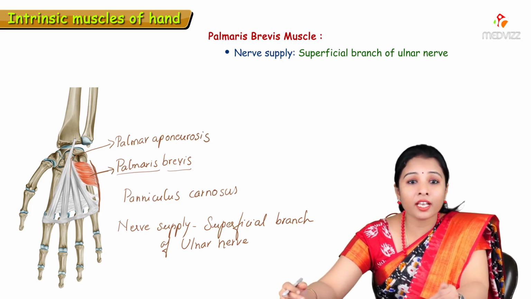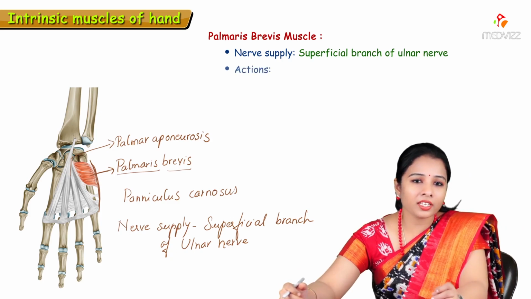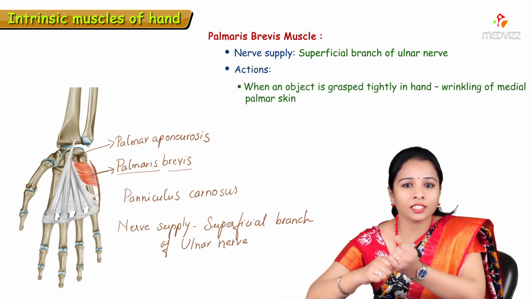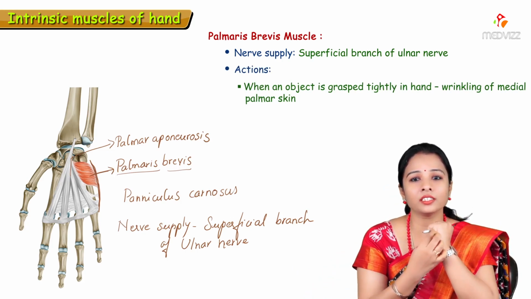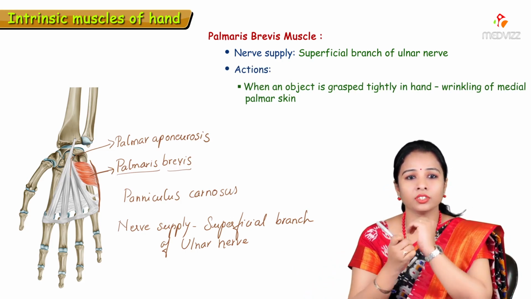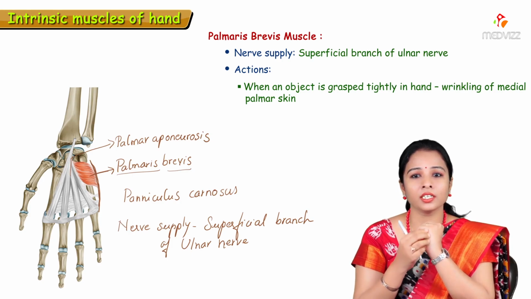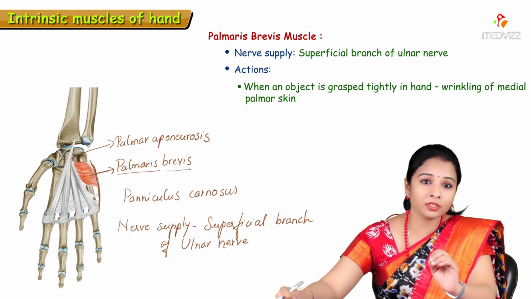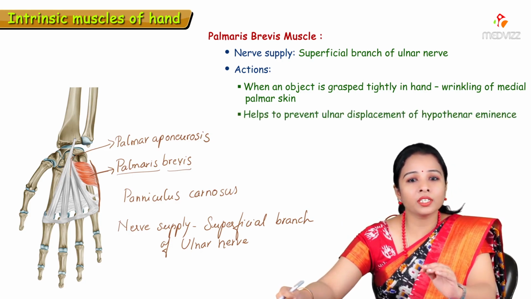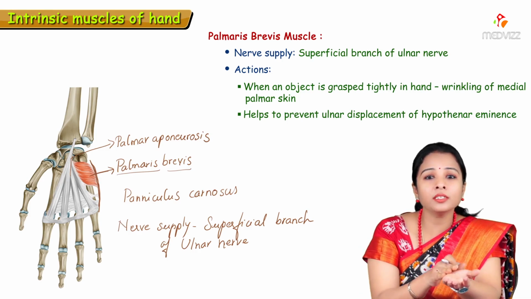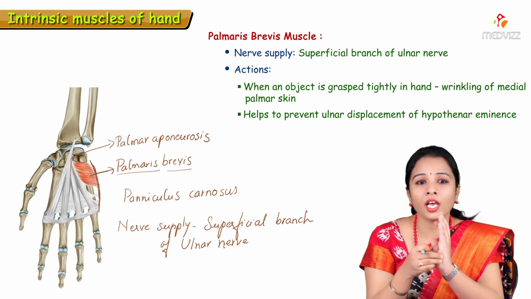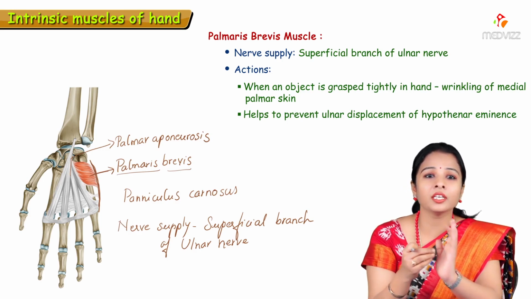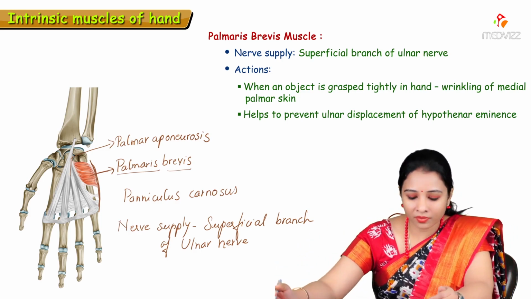It helps in grasping. Its main action is that when an object is grasped tightly in the hand, we can see the wrinkles on the medial palmar skin. The wrinkles are because of this palmaris brevis muscle, and it helps to prevent the ulnar displacement, meaning the medial displacement, of the hypothenar eminence. So these hypothenar muscles are kept firmly because of this palmaris brevis.